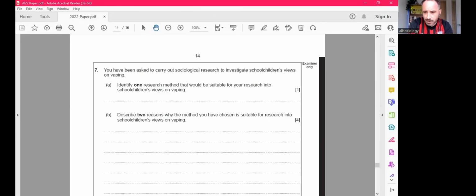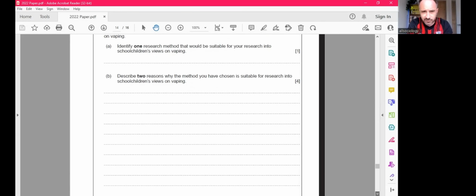Now, the other thing you want to be aware of is the answer you give for question A, your method, you're going to need to talk about that in more detail in question B and question C as well. So question B asks for two reasons why the method you've chosen is suitable for looking at school children's views on vaping. So let's say you've thrown down a questionnaire. You're going to give reasons like, for instance, questionnaires are anonymous, so kids might feel a little bit more comfortable about giving their views on vaping.